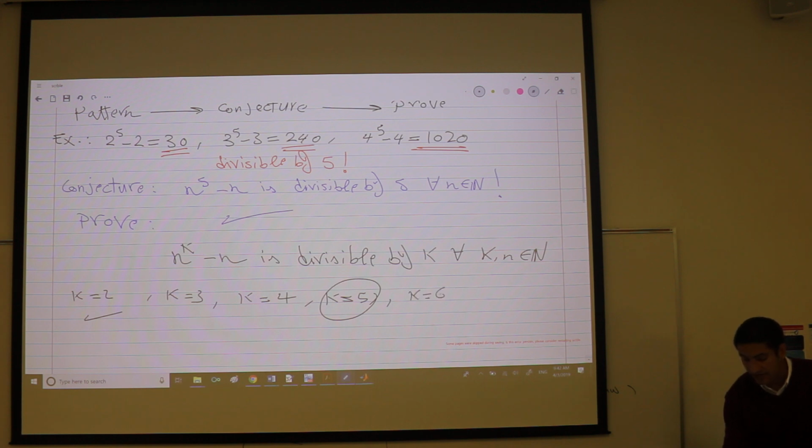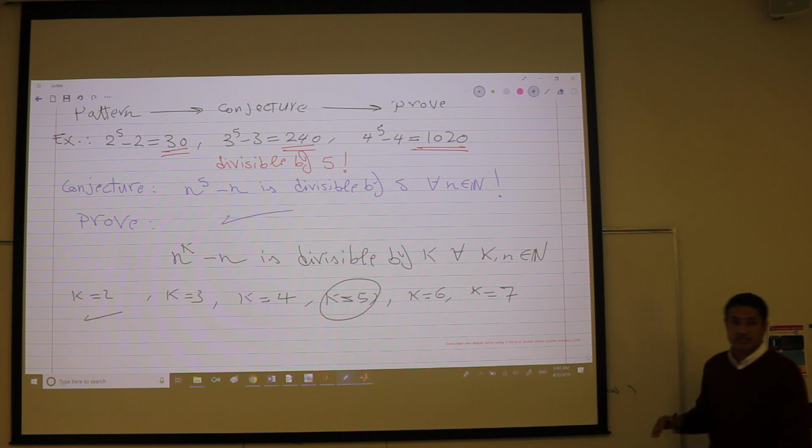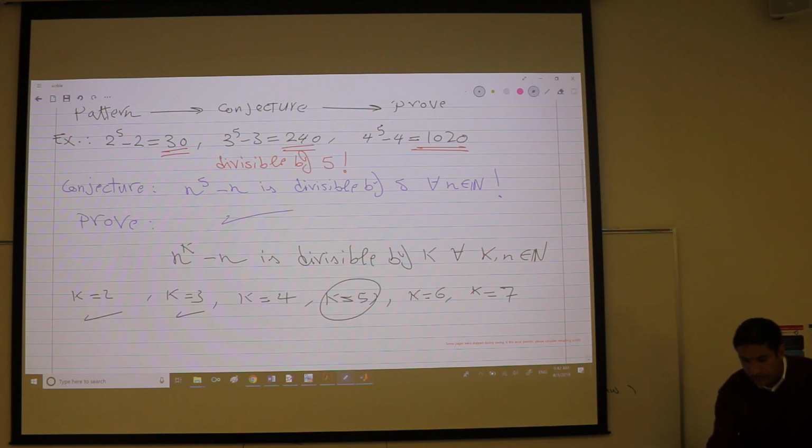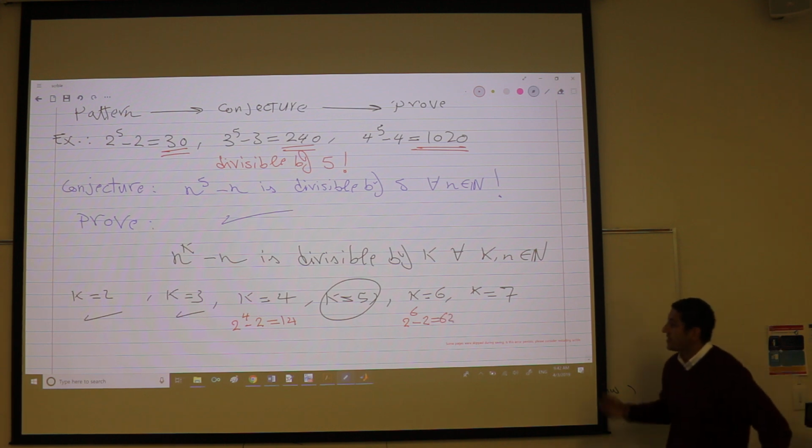K equal 6, k equal 7, some few numbers, and if you find the pattern persists, then it's a conjecture, and again go and prove it. And yes, it works for 3. Unfortunately, it's not working for 4, because here is a counterexample. 2 to the 4 is 16, minus 2 is 14. 14 is not divisible by 4. And also for 6, 2 to the 6 minus 2, this is 62, is again not divisible by 6.